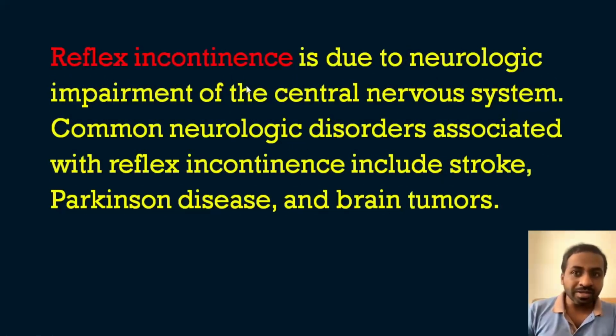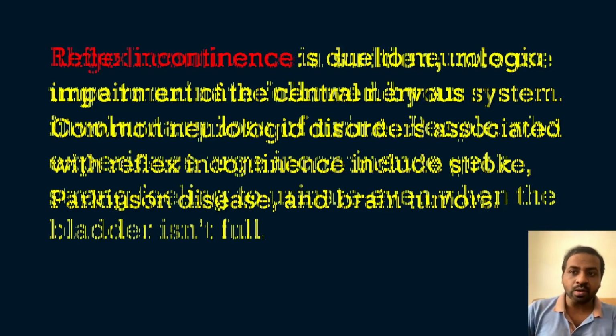Then another one is reflex incontinence. Reflex incontinence is due to neurological impairment of the central nervous system. So this is a central incontinence, and common neurological disorders associated with reflex incontinence are stroke, Parkinson's disease, brain tumors, etc. This is because of problems with the nervous innervation. So that is the central incontinence or the reflex incontinence.